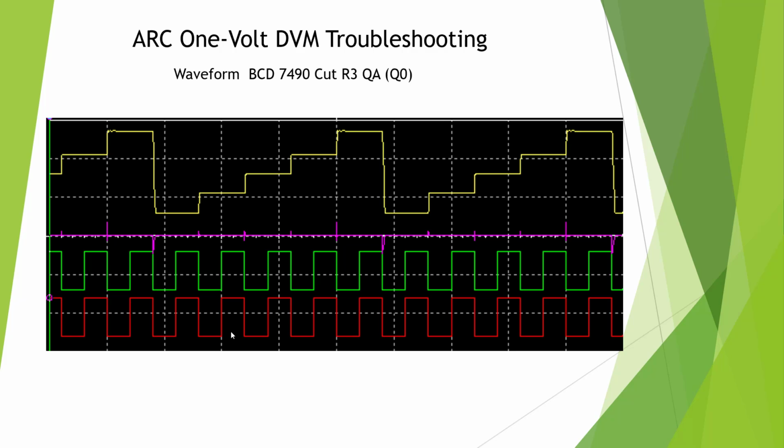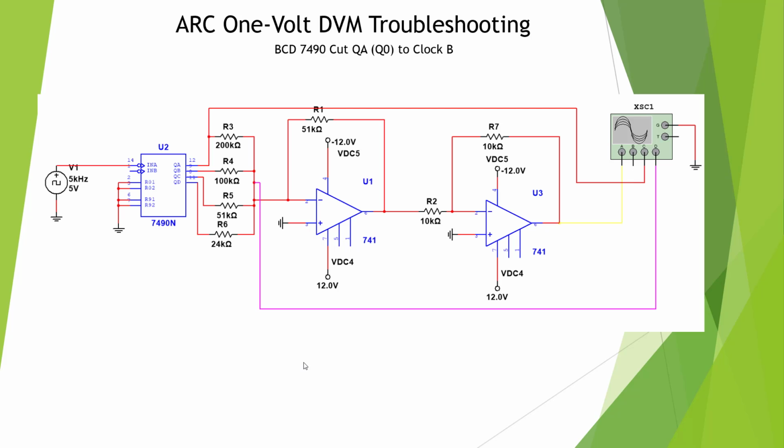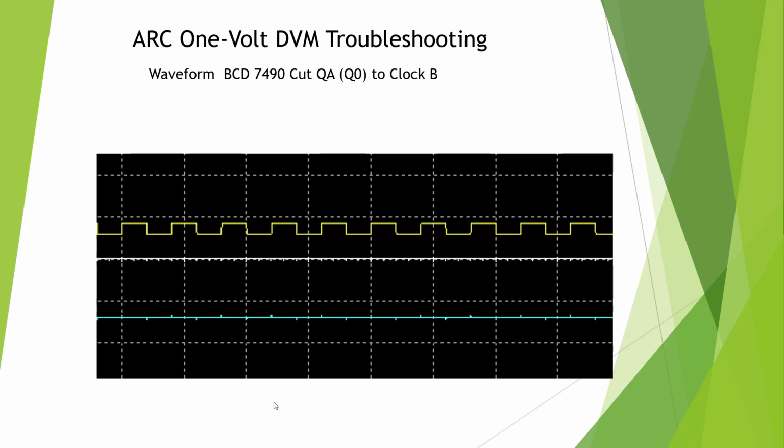This is the good QA signal, and back to our virtual ground. Here we cut our feedback between QA and clock B. And let's take a look at the output. Here we show just a divide by 2. That should be reasonable since we have our divide by 5 cut.